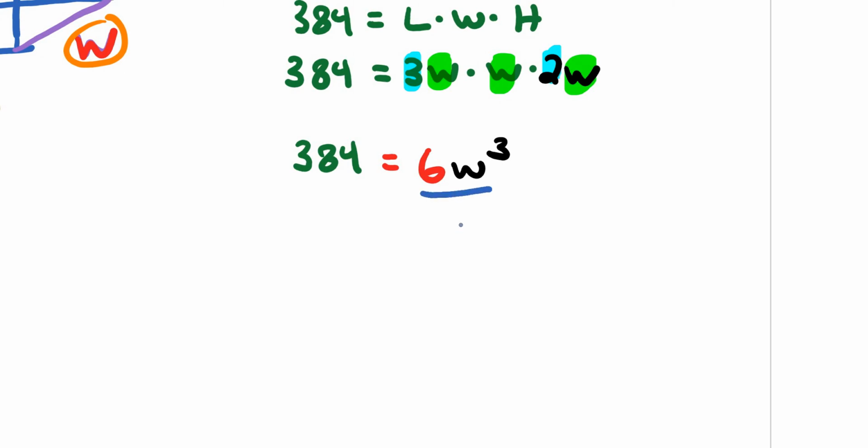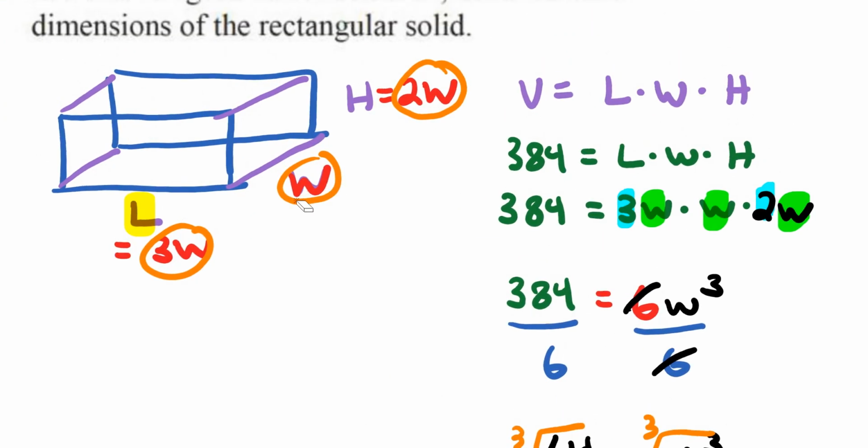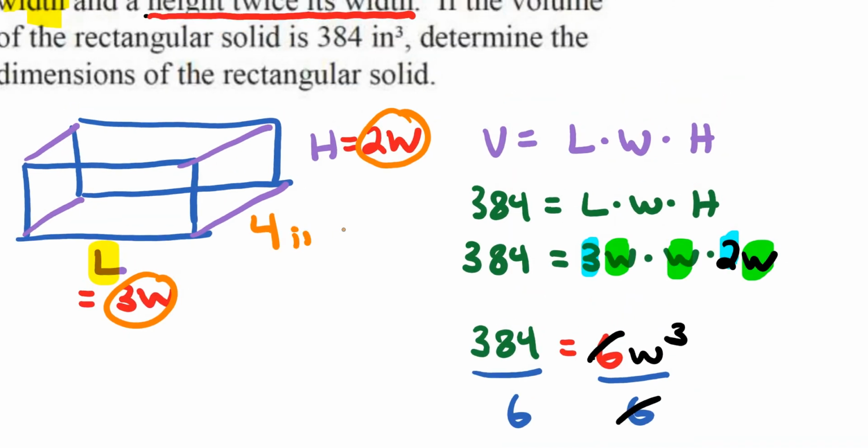After that, I can divide both sides by 6. And 384 divided by 6 is going to be 64. Then those 6's will cancel, and you have W cubed on the right-hand side. After that, you can take the cube root of both sides. So W is going to be the cube root of 64, and that's going to be 4, I believe, right? So 4 times 4 is 16, and 16 times 4 is going to be 64. Okay, so the width is 4, right? So if I go back to my diagram, what we just determined is the width here is 4. So 4 inches is the width.